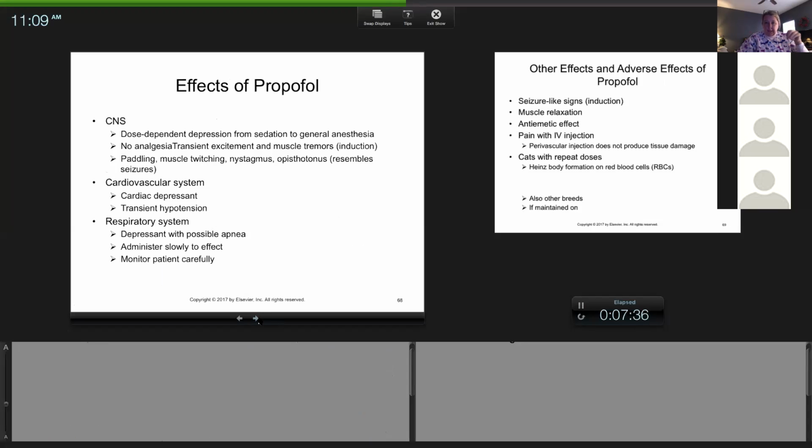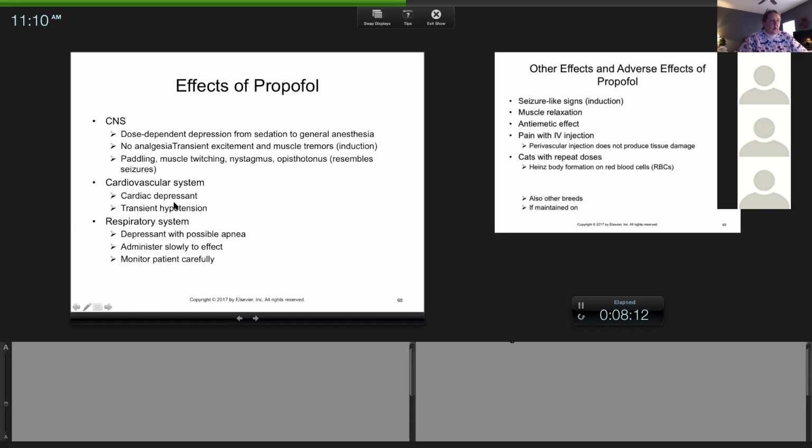My key here is, if you give it too slow or not enough, you can see some paddling, muscle twitching, and then all I have to do is push my propofol a little bit faster. Sometimes people say it's like seizure-like activity. They get these twitching. Again, this is sometimes used for animals we can't get out of a seizure. So it would be rare that this induces a seizure, but sometimes people confuse the muscle twitching and fasciculations with seizure-like activity.